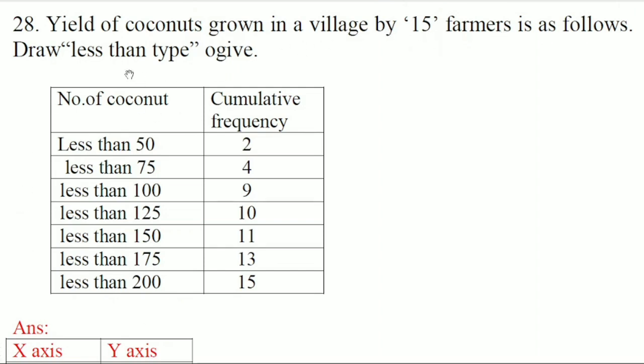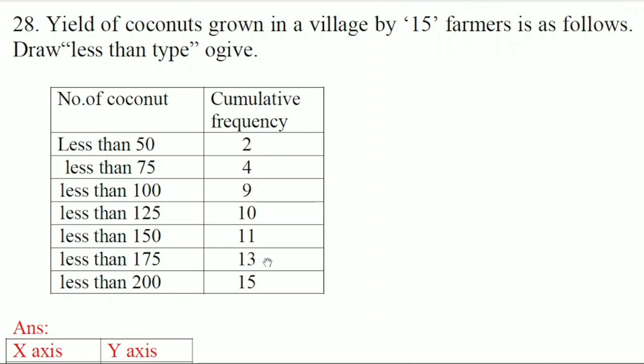Draw less than type OJ. So we have to draw the less than type OJ. They have given the question, number of coconuts column is there and cumulative frequency is there. Here less than 50, less than 75, less than 100, less than 125, less than 150, less than 175, less than 200. So the frequency also they have given.